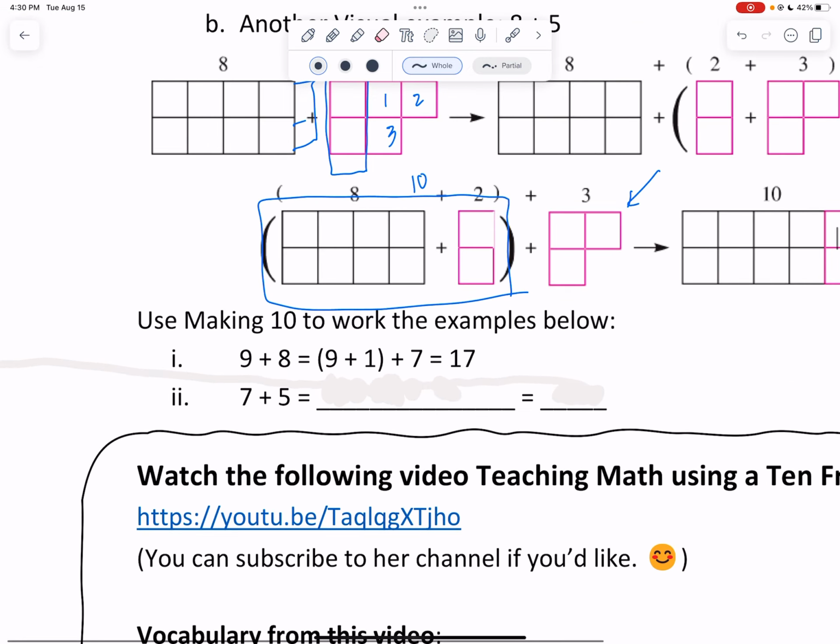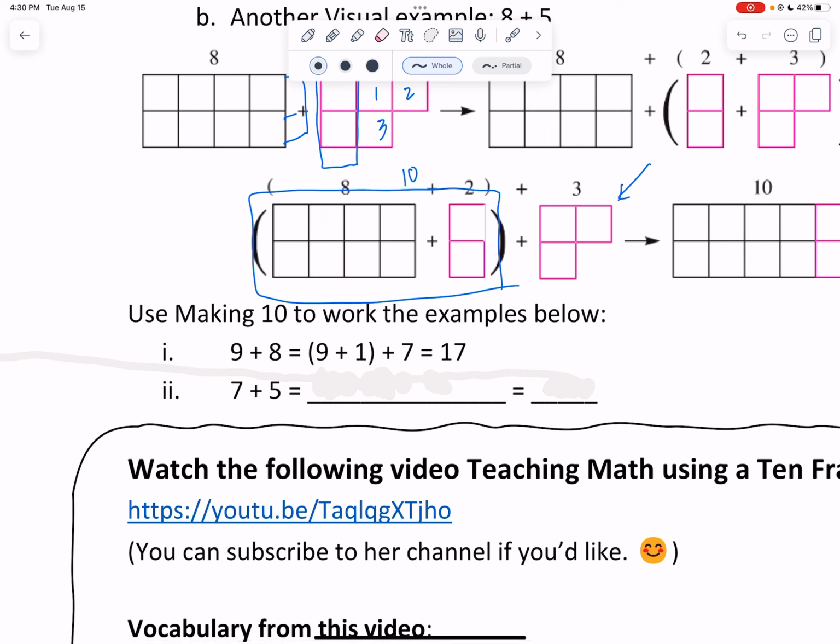So here's some making 10 examples just with words. So you've gone from concrete, now we're going towards the abstract, right? So the abstract is going to just be the symbols. So now we have our 9 plus 8, okay? So I know that I just need 1 more to turn that 9 into a 10. So I break that 8 into 1 and 7. And so then I add the 1 to my 9, and that gives me 10, plus my 7, that gives me my 17.